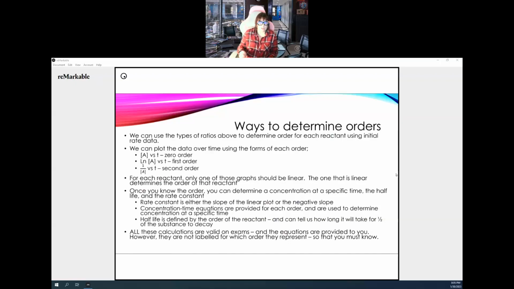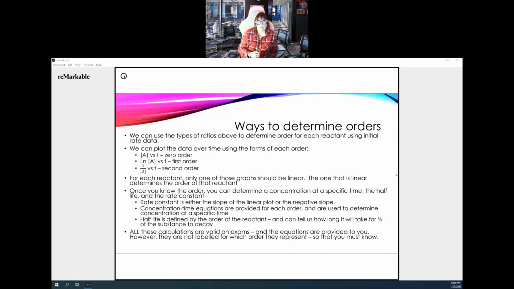Once you know those orders, you can determine a concentration at a specific time, a half-life, and the rate constant using the integrated rate laws that will be provided to you. The rate constant is either the slope or the negative slope of the linear plot, depending on which one we're talking about. Concentration-time equations are provided for each order, and the half-life is defined by the order of the reaction. It will tell you which equation to use.